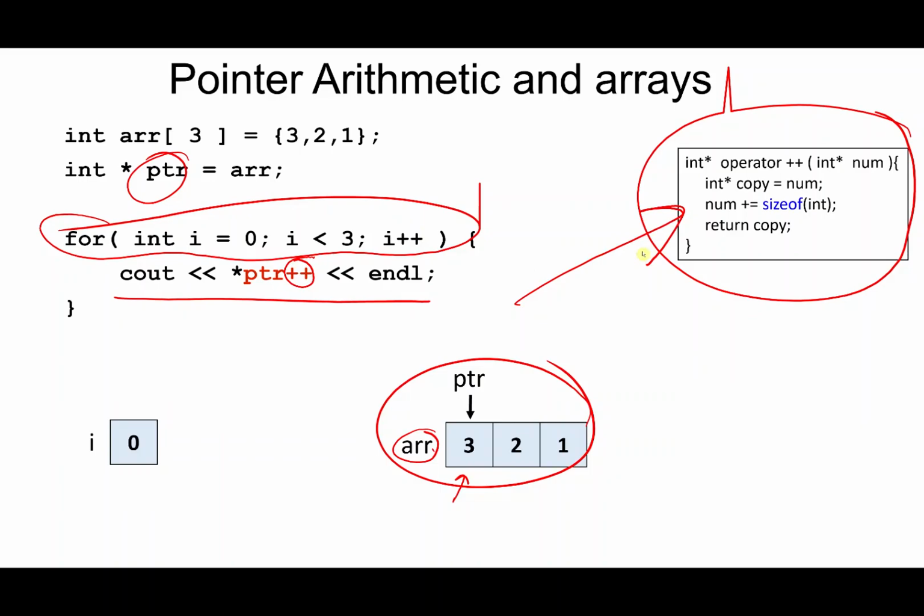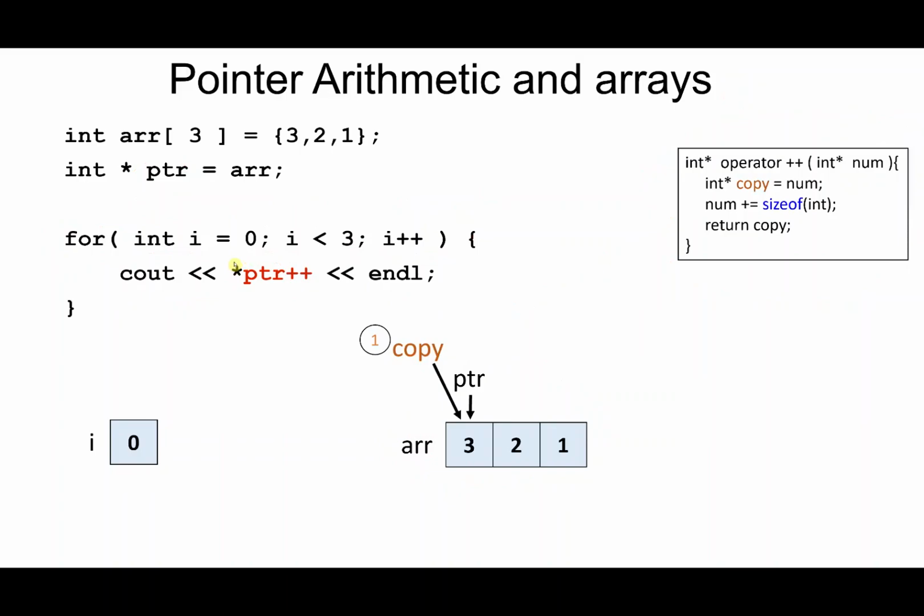What do I pass? I pass a pointer, num. So basically I'm passing PDR. So I'm passing PDR. Then 1, make a copy of that PDR where pointer PDR pointing at. So a copy now pointing at the same location because I'm passing the address PDR, right? And then I'm saying num plus equals size of int.